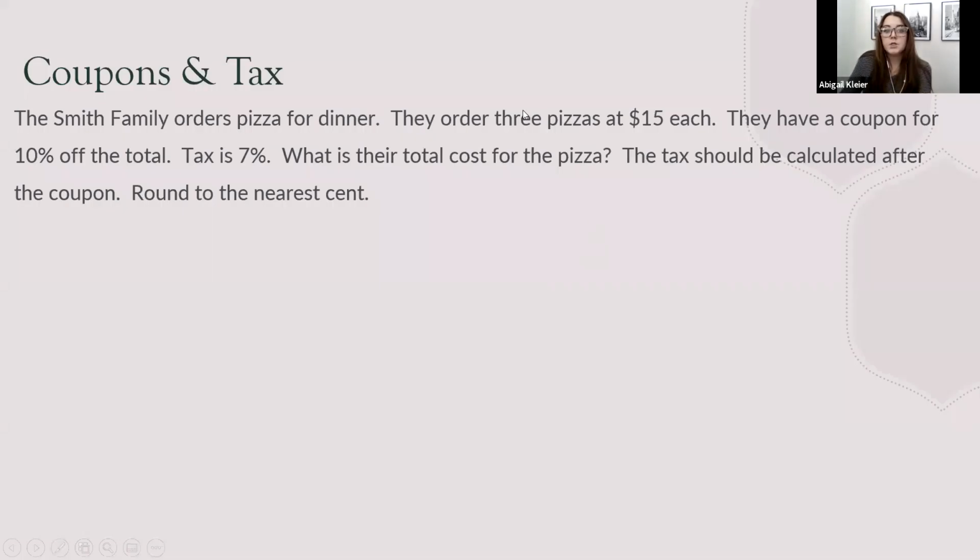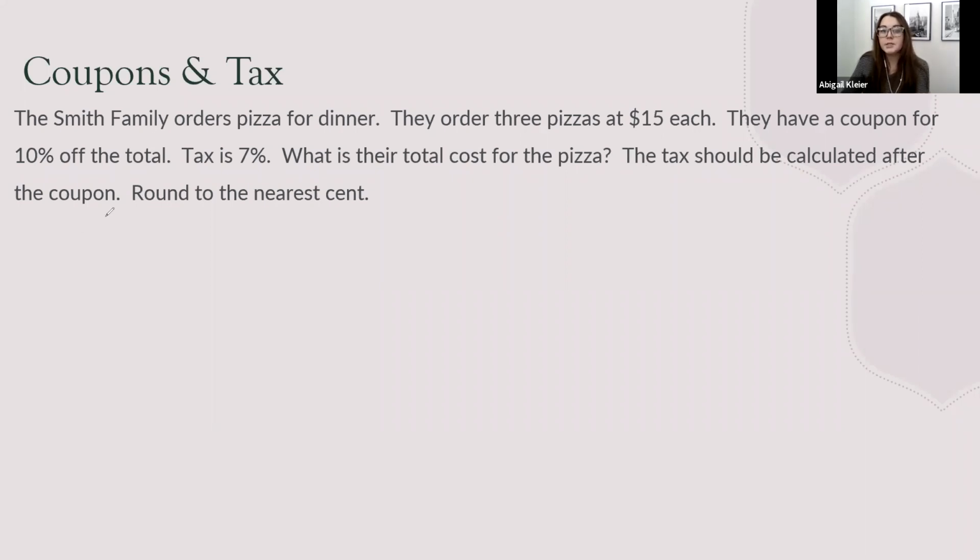And last one, we're going to talk about coupons and tax. So this word problem's a little bit different because we're going to bring together all of the things that we solved, and it's going to be in one big word problem. So there's quite a bit to break down here. The Smith family orders pizza for dinner. They order 3 pizzas at $15 each. They have a coupon for $10 off the total. Tax is 7%. What is the total cost for the pizza? The tax should be calculated after the coupon.